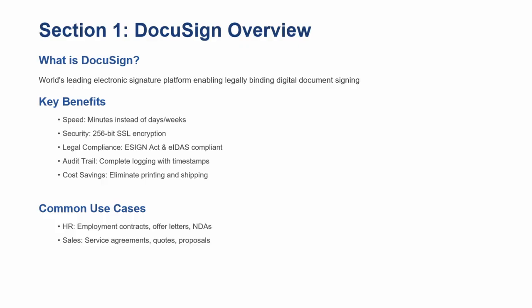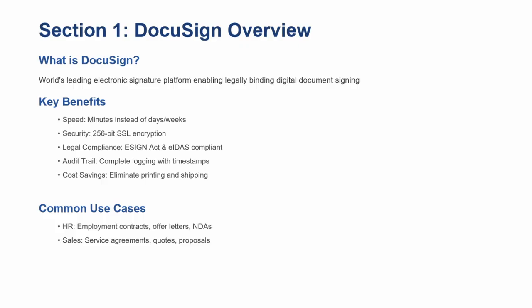DocuSign offers several key benefits that make it widely adopted. The first benefit is speed. Documents that once took days or even weeks can now be signed in minutes. For example, instead of waiting for a courier delivery or multiple email follow-ups, a document can be sent, signed, and completed within a single meeting.